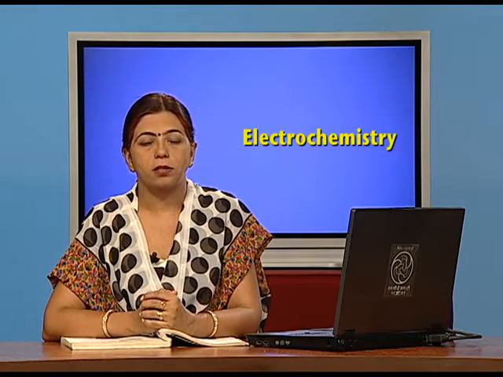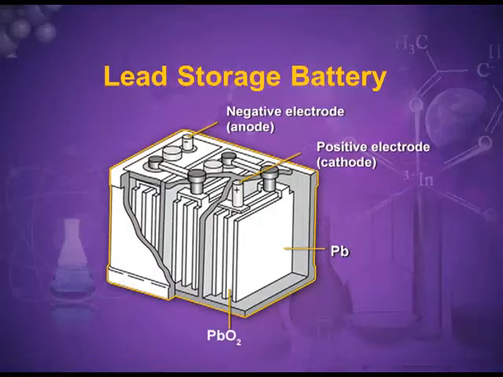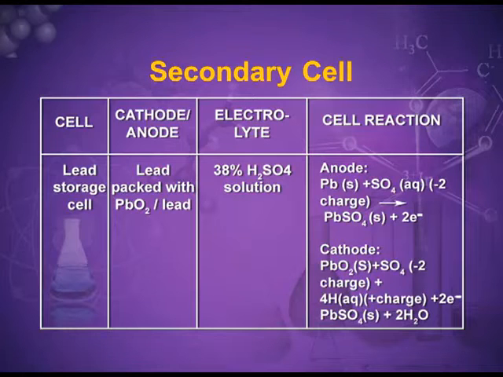Secondary cells. The example is the lead storage battery. This is the battery we are using in inverters. It has an anode and a cathode. The anode is lead plates and the cathode is a lead grid packed with lead oxide, and the electrolyte is a 38% solution of sulfuric acid.